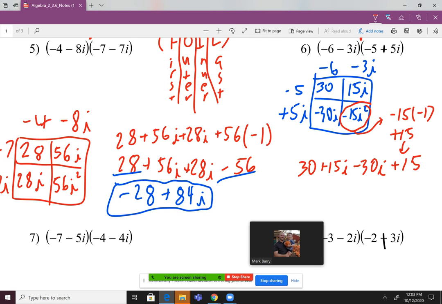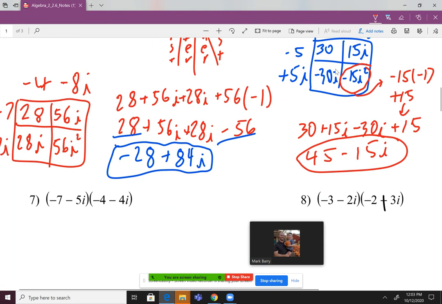We'll finish up by combining like terms. So we get 30 plus 15 is going to give me 45. 15i and negative 30i gives me negative 15i. So 45 is technically the real part, and the negative 15i is the imaginary part, or the complex part.